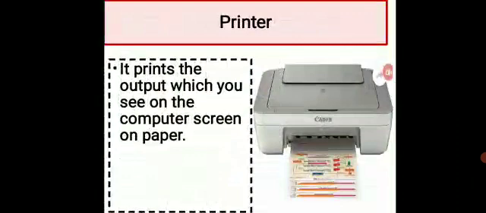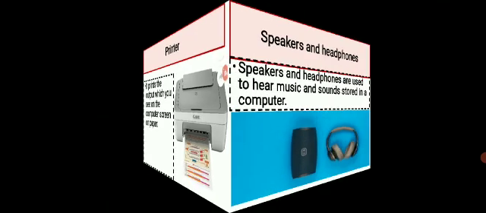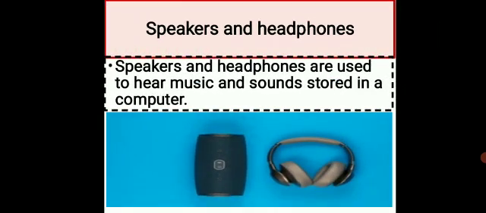Printer. It prints the output which you see on the computer screen on paper. The printed copy is known as the hard copy. There are three main types of printers: dot matrix printers, inkjet printers and laser printers. Speakers and headphones. Speakers and headphones are used to hear music and sounds stored in a computer.